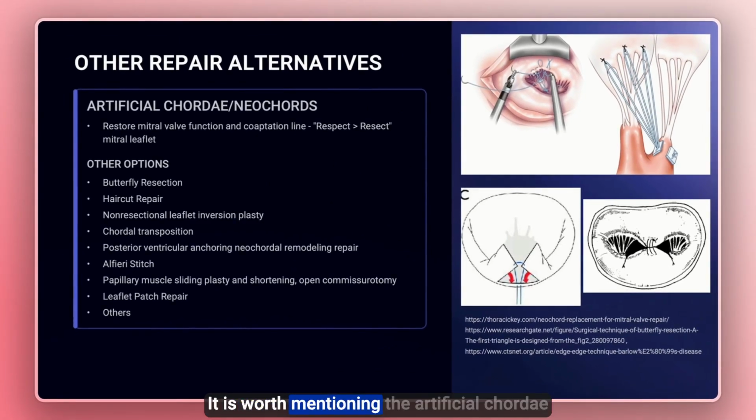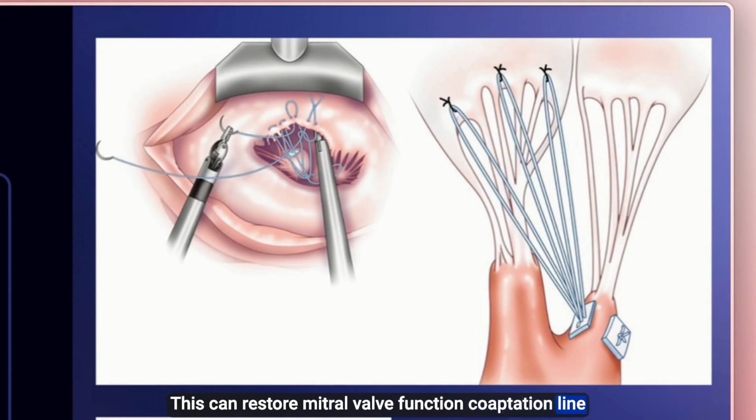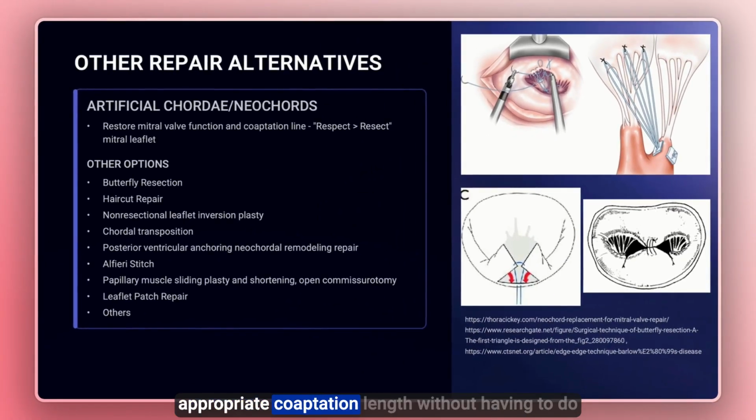It is worth mentioning the artificial chordae or neocords that can be implanted as well. This can restore mitral valve function and coaptation line with that respect is greater than resect philosophy by simply reimplanting these new cords to help keep a prolapsing segment from prolapsing or a flail segment from being flail. By pulling that tissue back down into the LV, it can restore an appropriate coaptation length without having to do significant resections of that mitral leaflet tissue.